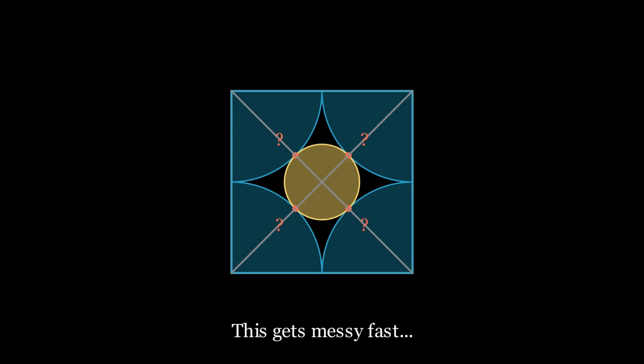Now, your first instinct might be to chase the tangent points directly. Here's where the small circle touches each of the four arcs. You could try drawing lines to each of these points, hunting for similar triangles, setting up angle relationships. But very quickly, this turns into a tangle of unknowns with no obvious way forward. This gets messy fast. Fortunately, none of this is actually necessary.